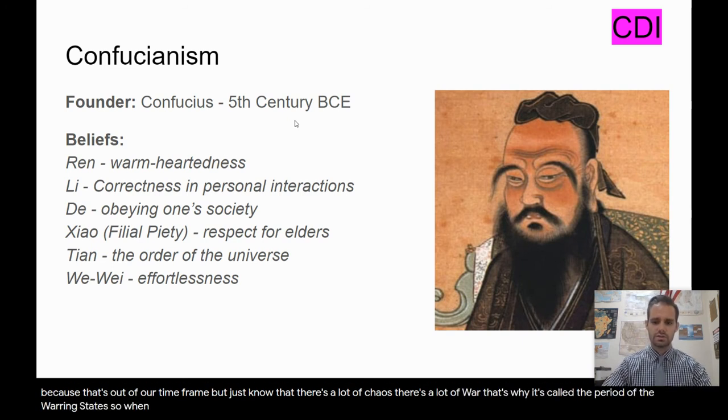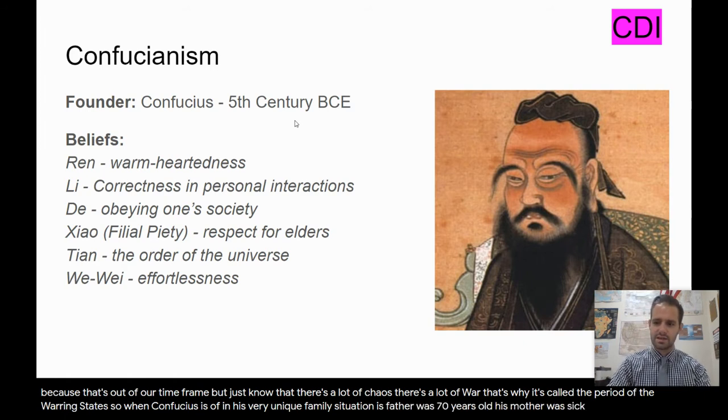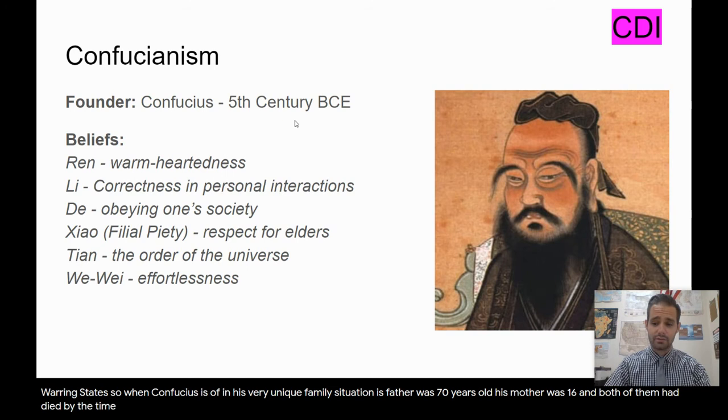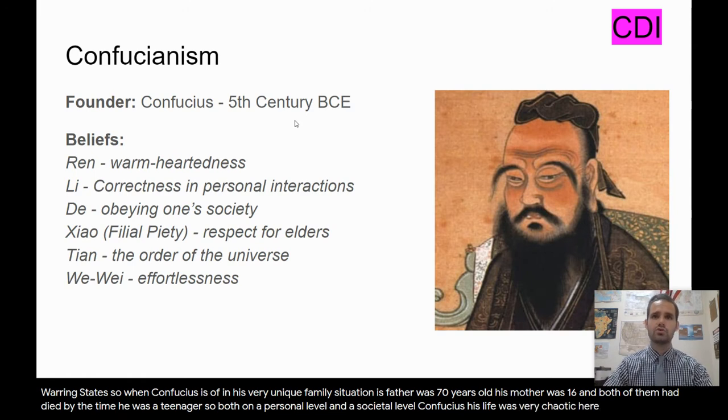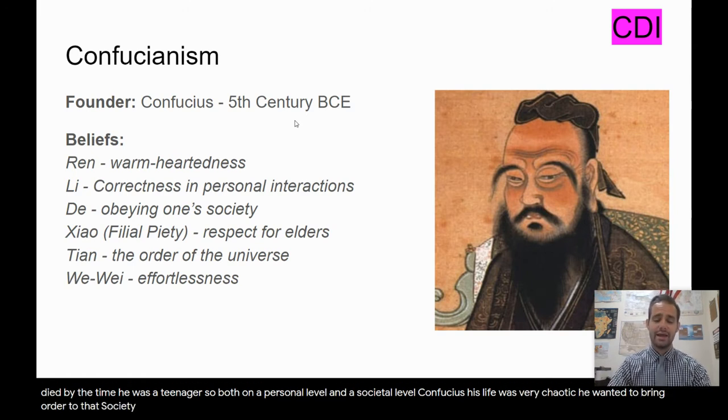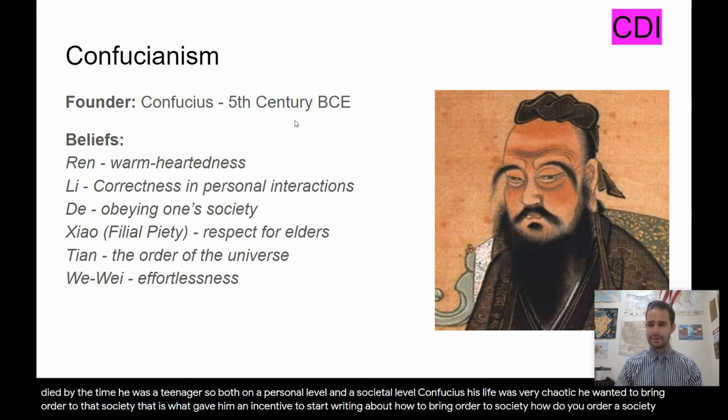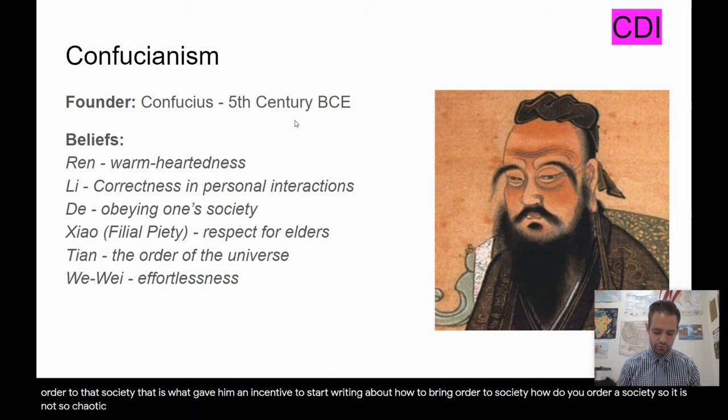So when Confucius is born, and when he's growing up in his very unique family situation, his father was 70 years old, his mother was 16, and both of them had died by the time he was a teenager. So both on a personal level and a societal level, Confucius's life was very chaotic. He wanted to bring order to that society. That is what gave him an incentive to start writing about how to bring order to society. How do you order a society so it is not so chaotic? That was really his goal.